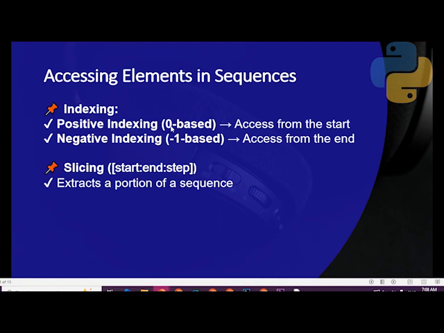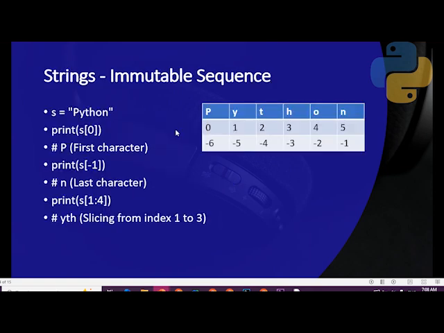So what is an index? It is the position of an element in a sequence. Negative indexing starts from the right side and starts with -1. So it is like this.